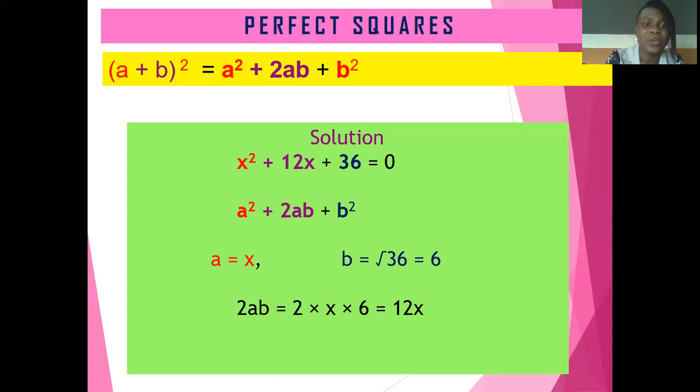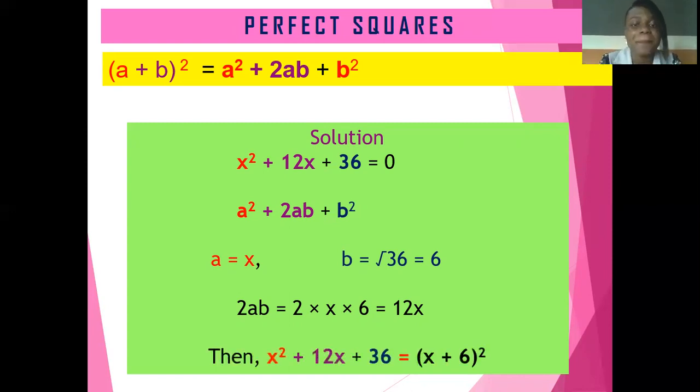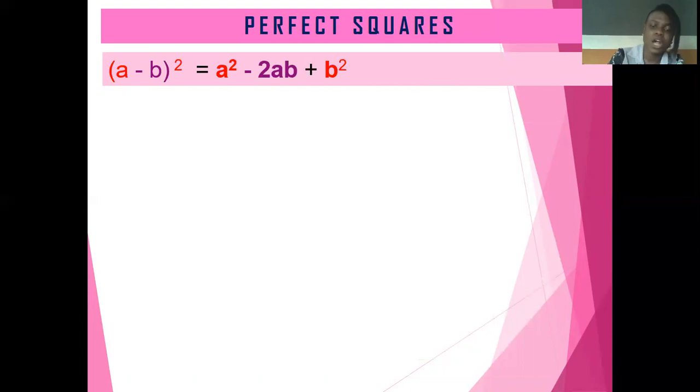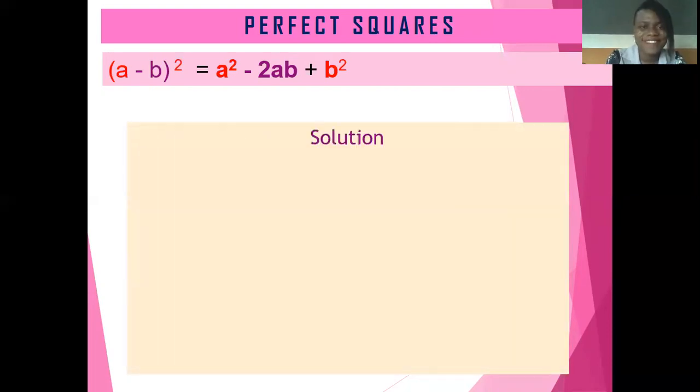So in this case, it simply means that x squared plus 12x plus 36 is equal to x plus 6 all squared. Remember that we are using the formula a plus b all squared equals to a squared plus 2ab plus b squared. Now this also applies to another case where you have minus. So a minus b all squared is also the same thing as a squared minus 2ab plus b squared.